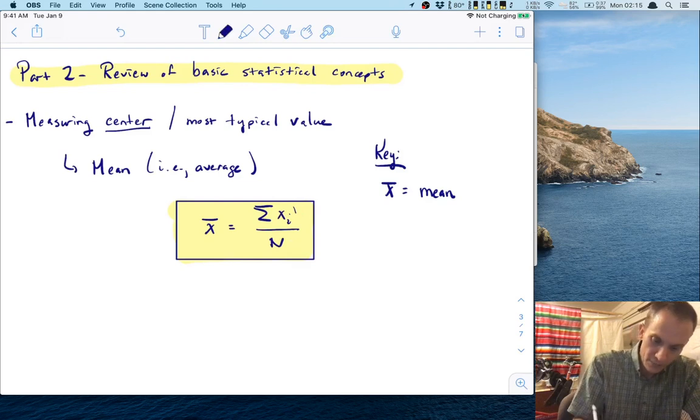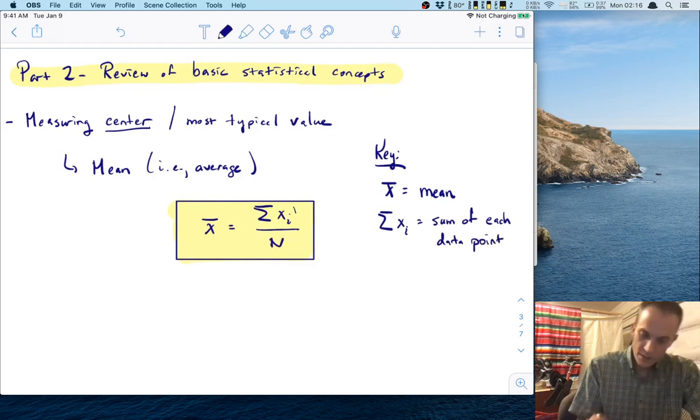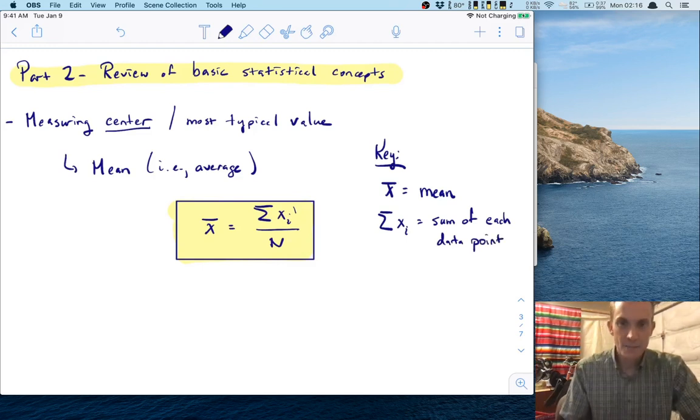Now, what are those guys? Well, the sigma that you see is read as sum, often in mathematics and almost exclusively here. We're going to say the sum of the x sub i's, that's just the sum of each data point. So when we say the sum of x sub i, we're saying add up all of the values of x that's indexed with this little variable i.